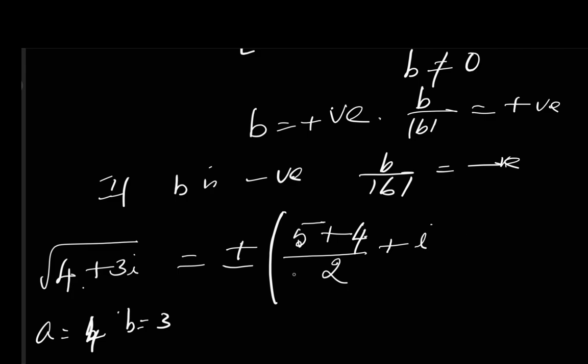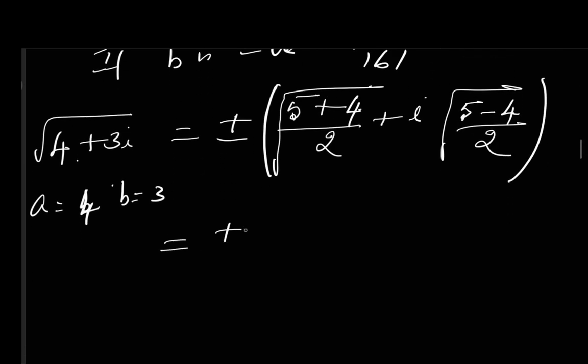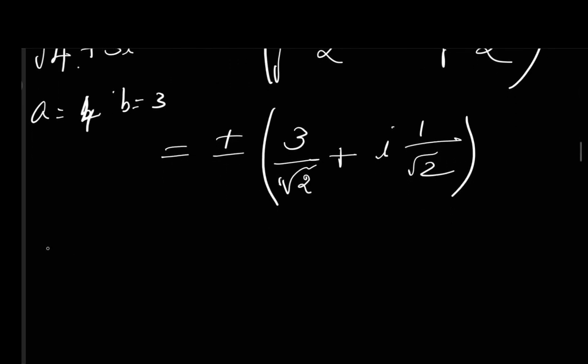And then root of modulus z, 5 minus 4, by 2. Simplify this, plus or minus root of 5 plus 4 is here 9. So root of 9 is 3. 3 by root 2, plus i into root of 5 minus 1, root of 1 is 1 by root 2. This is the answer.